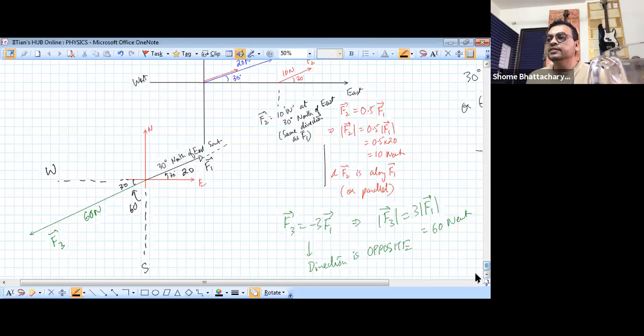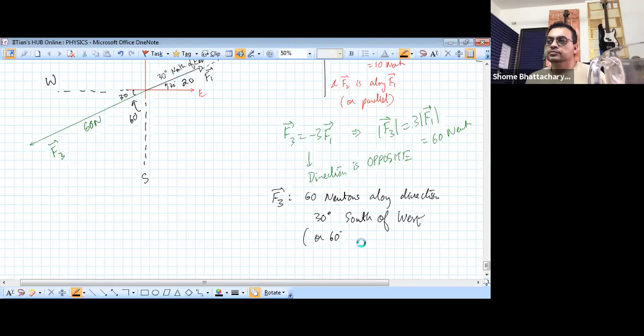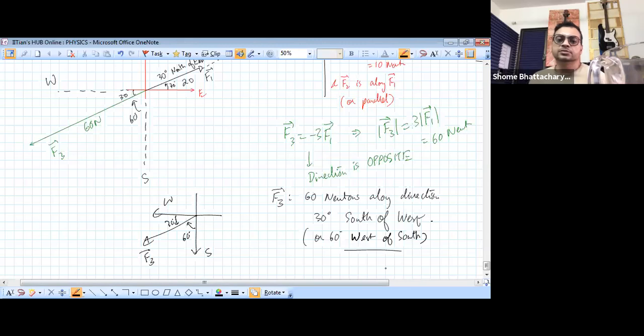So that is why now in words we can say that F3 is 60 newtons along the direction which is 30 degrees south of west. Okay. Or that's the same thing as 60 degrees west of south. So this direction. This is south, this is west. So this is the direction. So 30 degrees south from west, or from south going towards west. So that is 60 degrees west of south. They are the same thing.